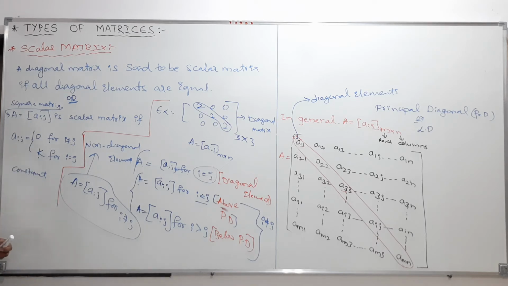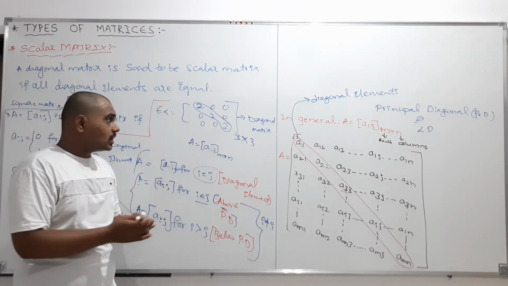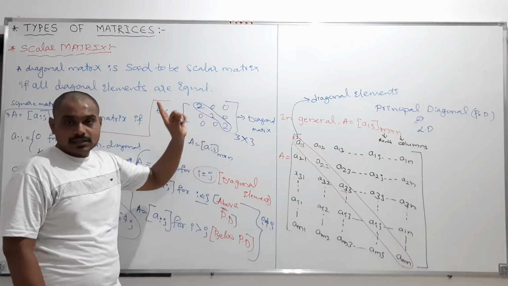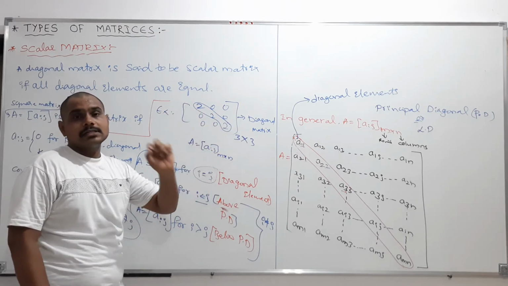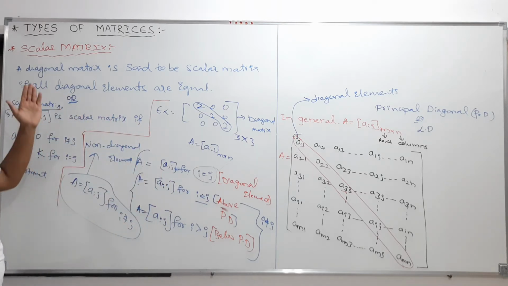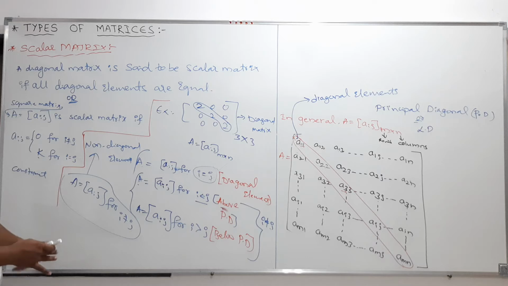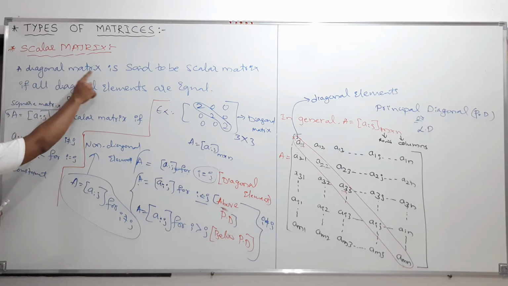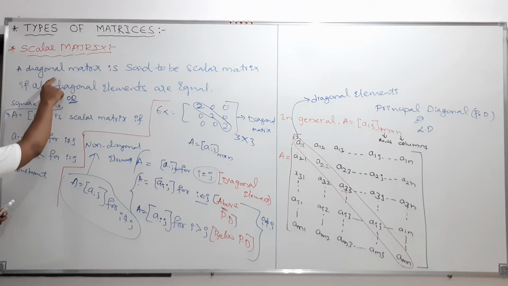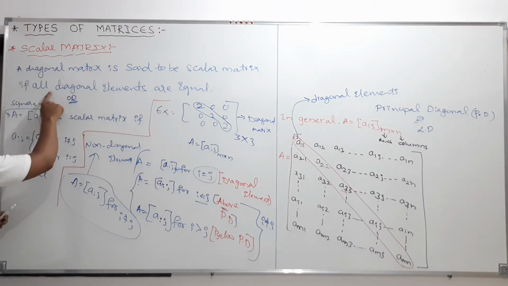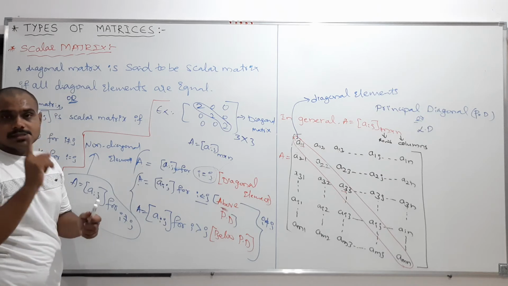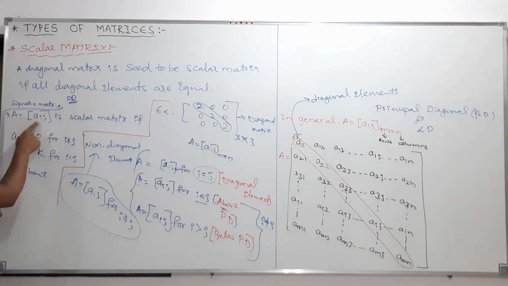Or else you can say it is a square matrix in which all the non-diagonal elements are 0 and the diagonal elements are equal. Such a matrix you can call a scalar matrix. A diagonal matrix is said to be a scalar matrix if all diagonal elements are equal. This is the one definition. Or a square matrix A equals Aij is a scalar matrix if Aij equals 0 for i not equal to j, and Aij equals k for i equal to j, where k is any constant. This is the other definition.